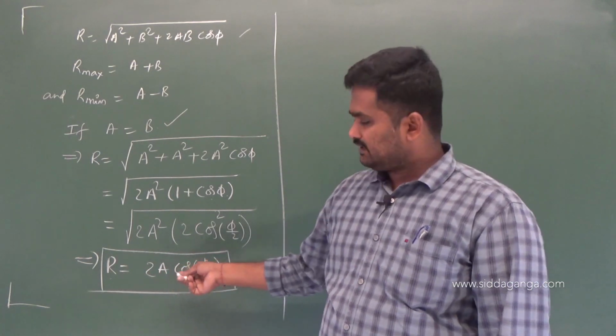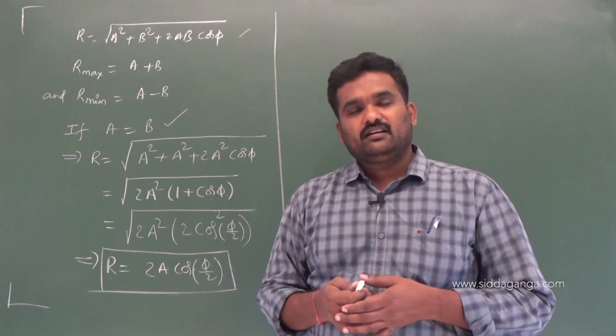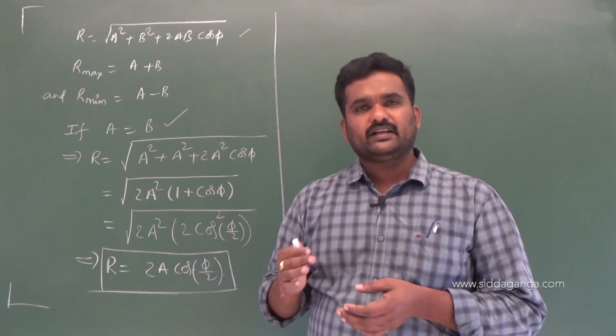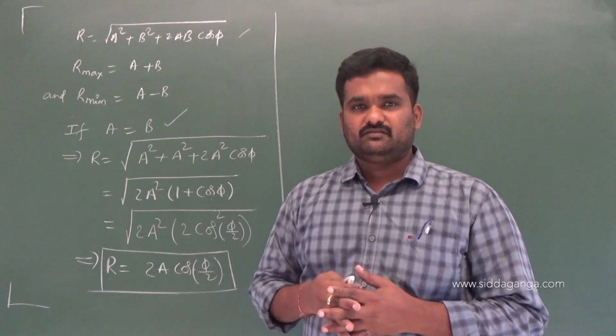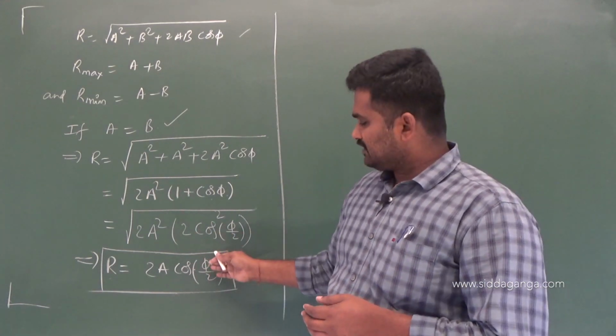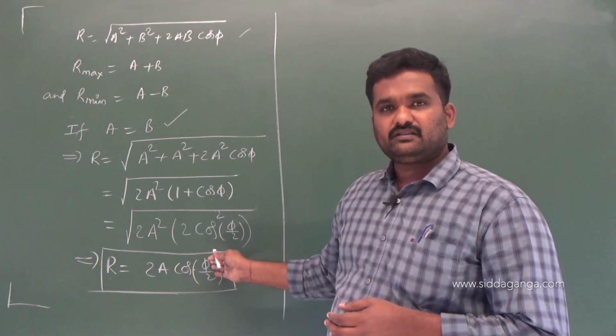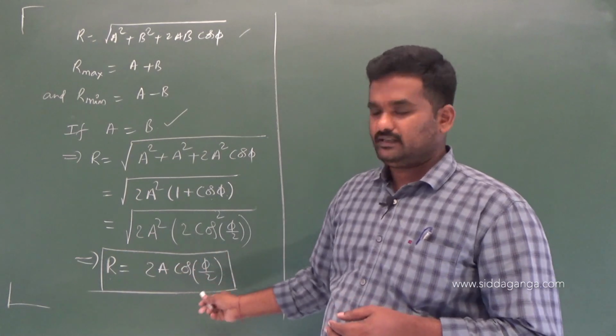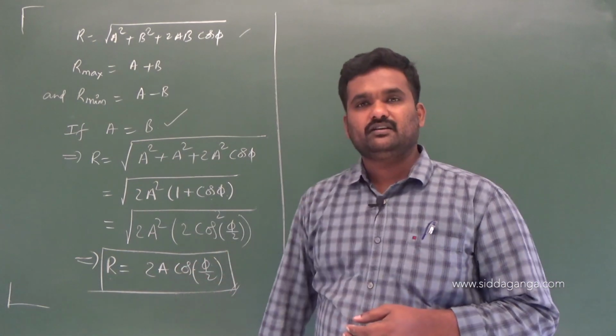Got the point, right? It's not the rule that phi should always be 0, 2 pi, 4 pi, 6 pi or pi, 3 pi, even or odd multiples of pi. It may be like pi by 2 or pi by 4, right? If the phase difference is 60 degrees, what will be the value of the resultant amplitude? You can solve for it. So this is the equation, a short way you have to remember.